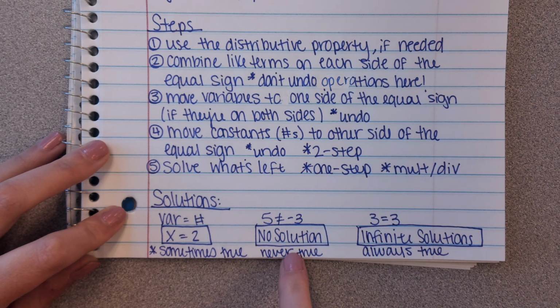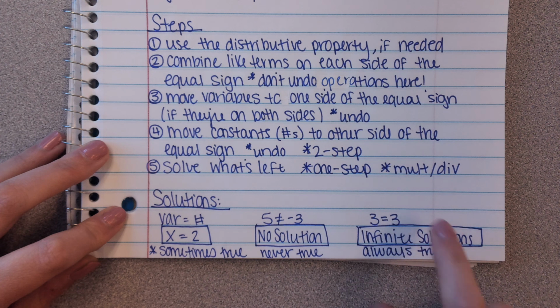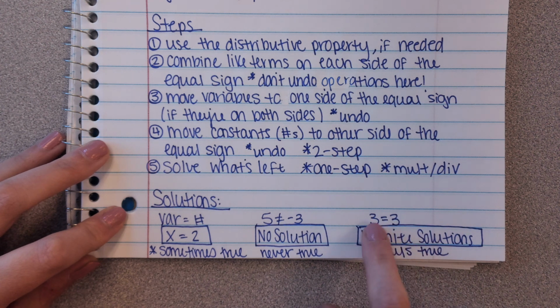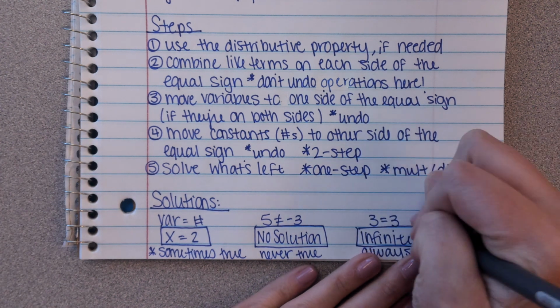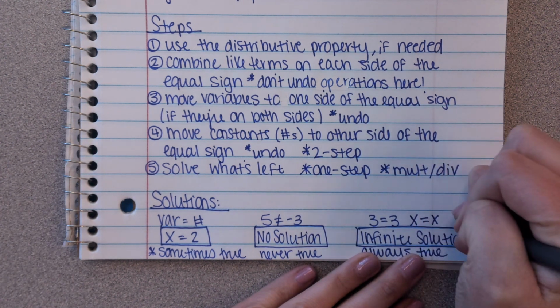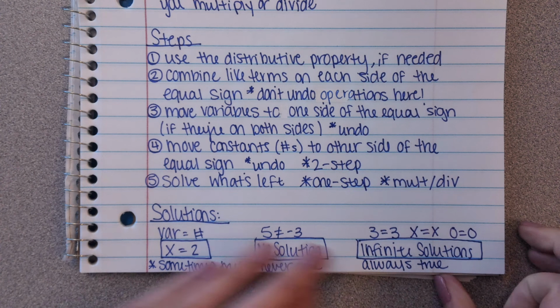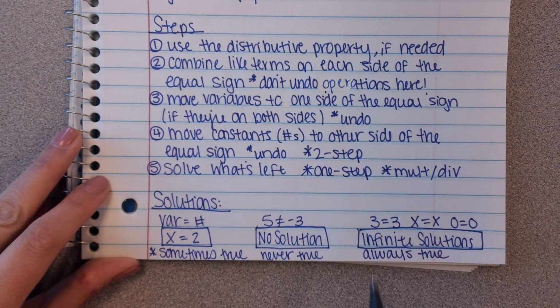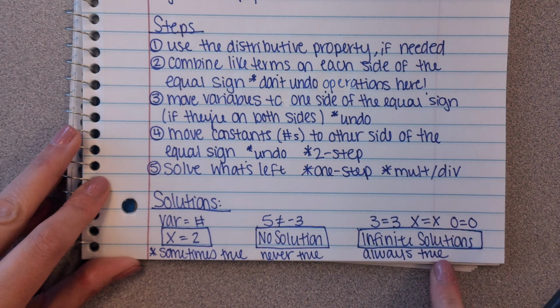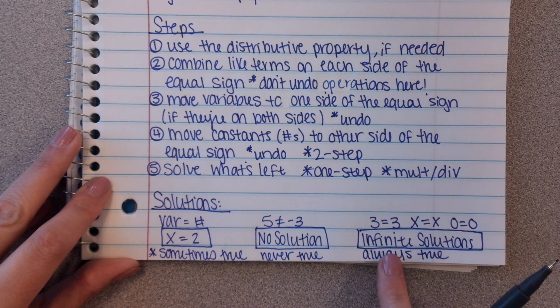It's never. The third option is infinite solutions, and that's when you get the same thing on both sides of the equal sign. And I should have added, you can also get something like x equals x or 0 equals 0. Okay, as long as both sides of the equal sign are exactly the same, that's infinite solutions, and that means that the equation is always true. No matter what you do, it's always going to work out.